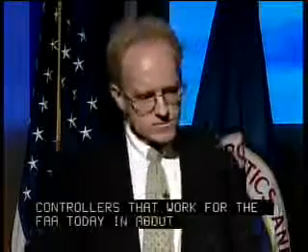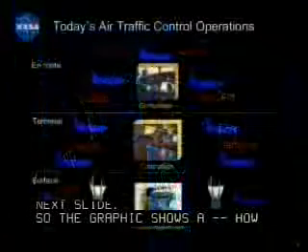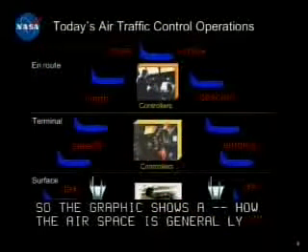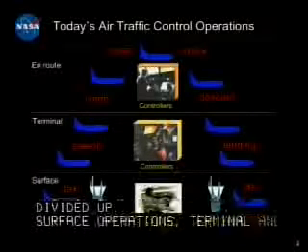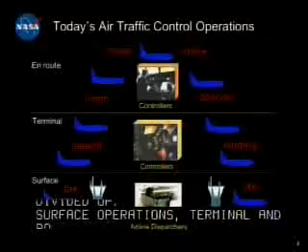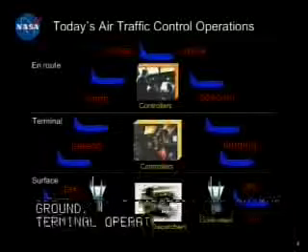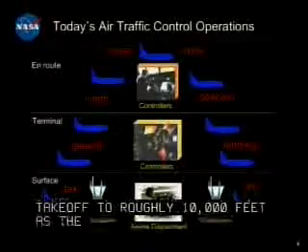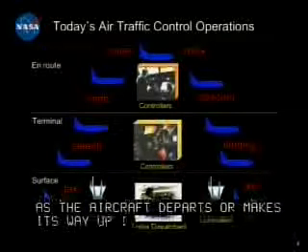Next slide. So the graphic shows how the airspace is generally divided up. Of course, it's very familiar: surface operations, terminal, and en route. Surface operations, of course, are when the aircraft are on the ground. Terminal operations are from takeoff to roughly 10,000 feet as the aircraft makes its way up into the en route airspace, which is roughly about 10,000 feet and up.